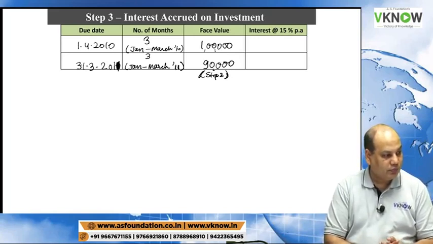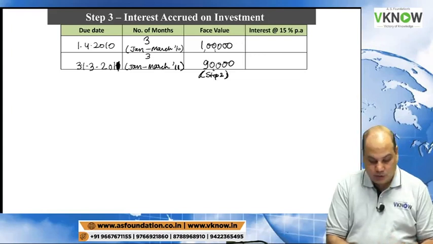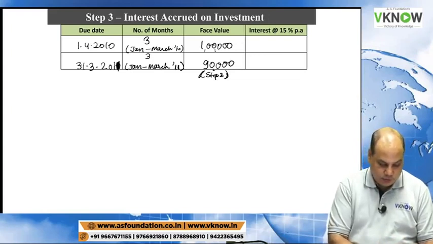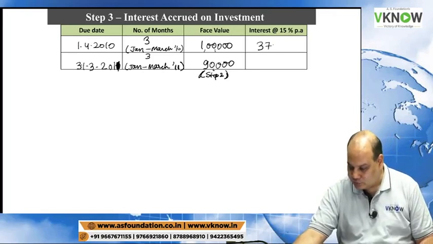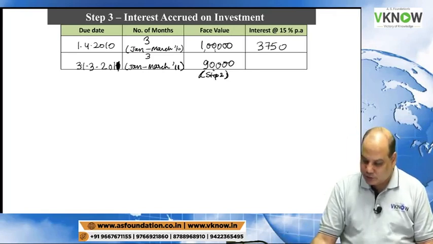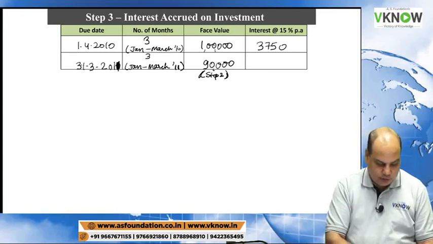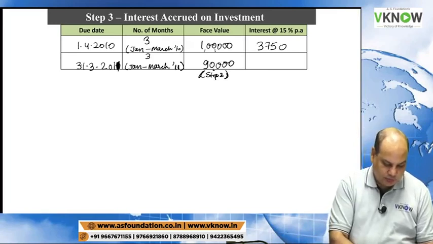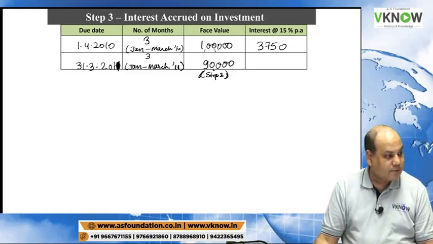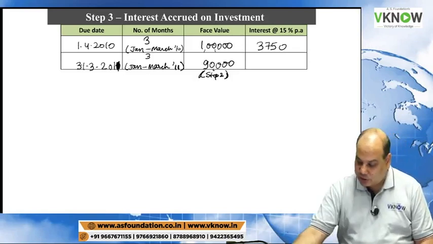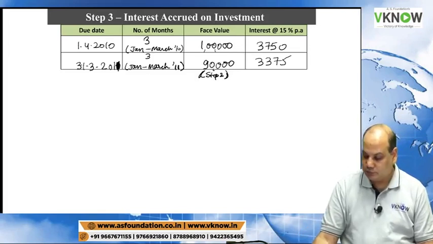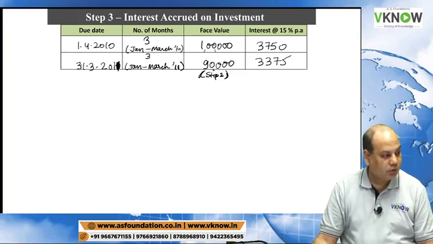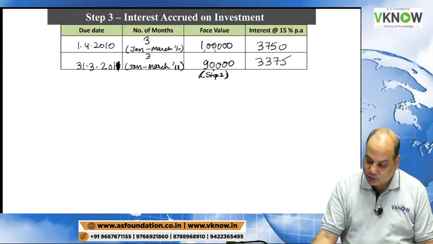Do you agree? Now 1 lakh into 15% into 3 by 12 is 3750, and 90,000 into 15% into 3 by 12 is 3375. Most of you are getting it right.